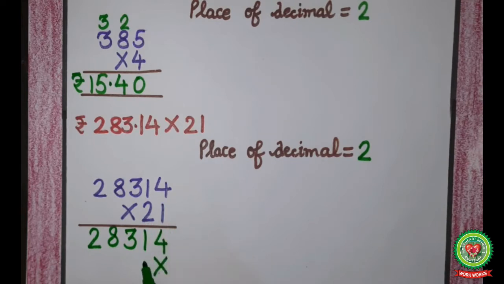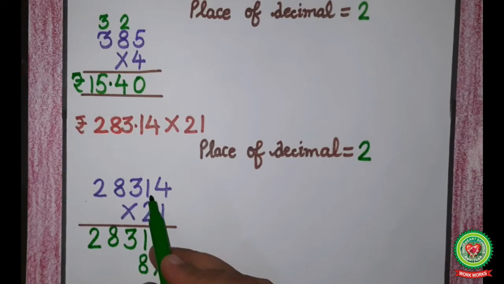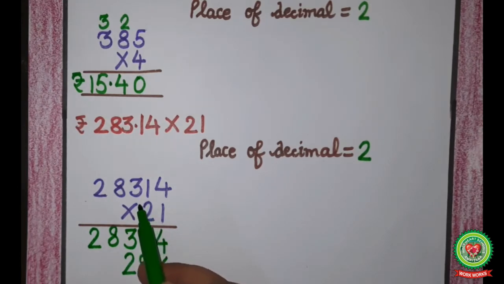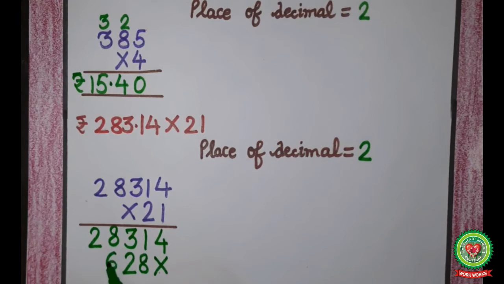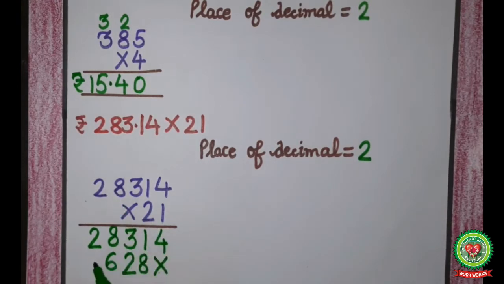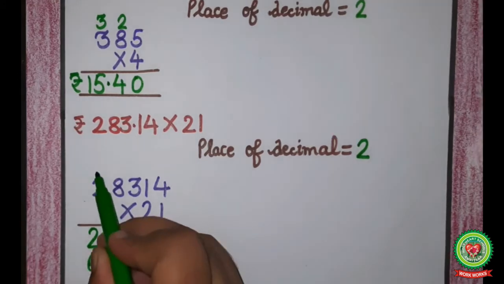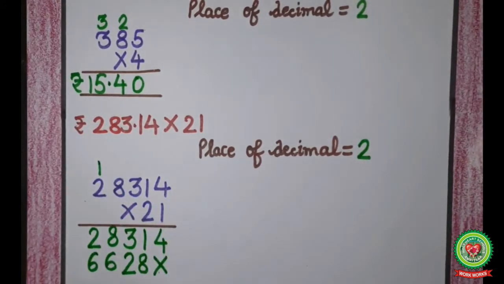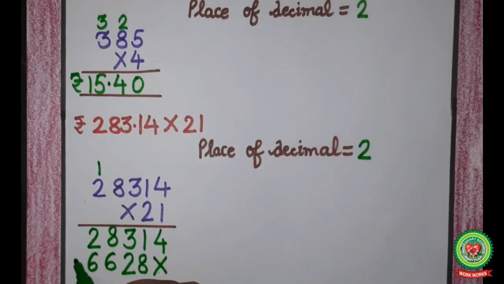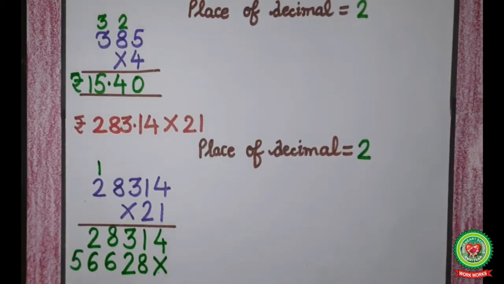2 4s are 8. 2 1s are 2. 2 threes are 6. 2 eights are 16. So 6 I will write here and 1 here. Now 2 twos are 4. 4 plus 1 is 5. So I will write down 5 here.